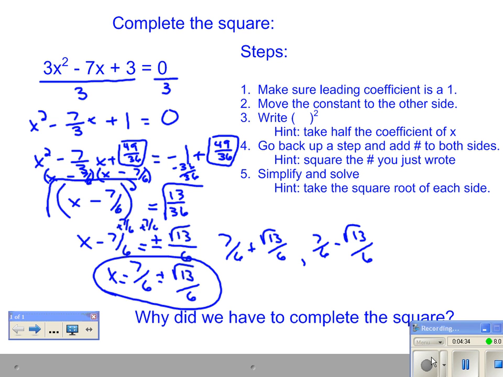My question at the end is why did we have to complete the square? And the answer is because at the beginning, we could not factor that. All right. If you can't factor it, you could complete the square.